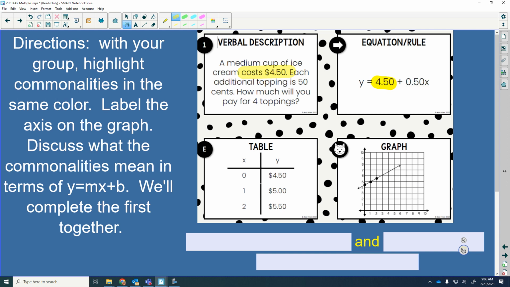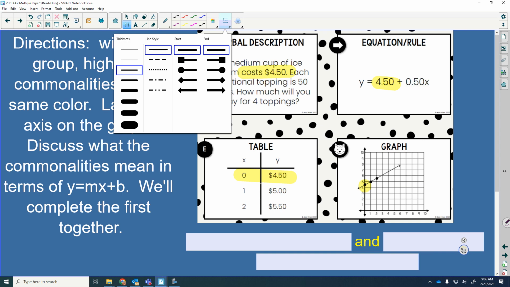Okay, so I see it here. Where do you see it on the table? The first row. And what about on the graph? That first dot right there. That first dot. So I need to label these axes on the graph. All right. What does that mean? That means I need to say what it stands for, right?